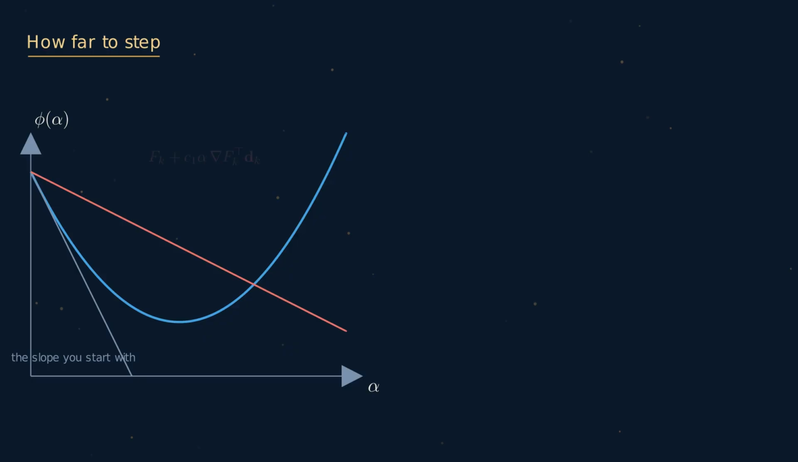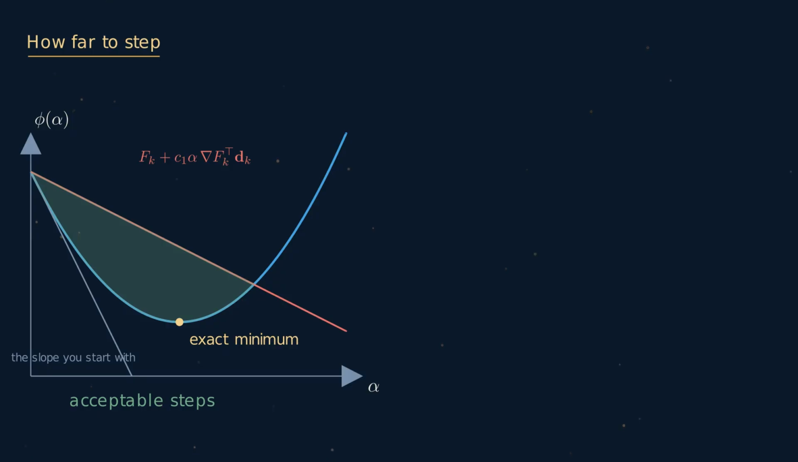Here is the test. Take the slope you started with, keep a small fraction of it, and draw that shallower line. Any step landing below the line counts as enough progress. That is the Armijo condition, and it kills the failure where steps shrink and the decreases stop meaning anything. Everything in the shaded band passes. Notice how wide it is. The exact minimizer sits inside, but so do cheaper neighbors, and in practice the fraction is tiny, so the test is easy to satisfy. How do you find a passing step?